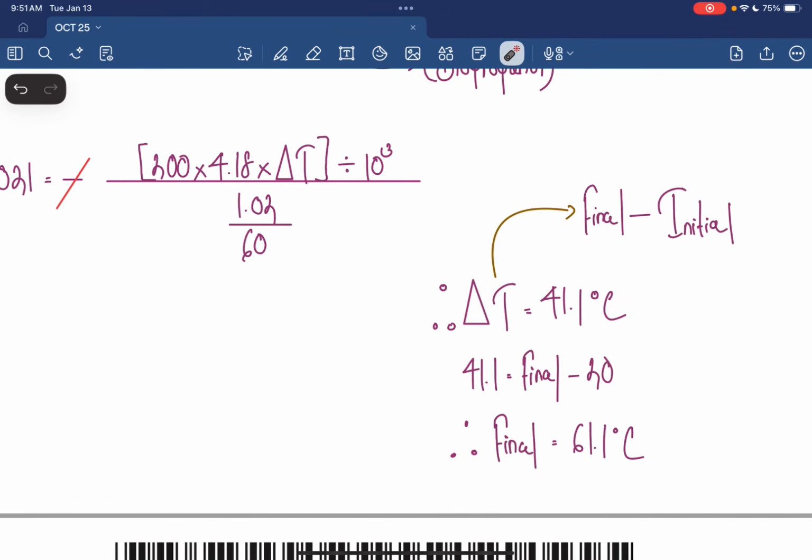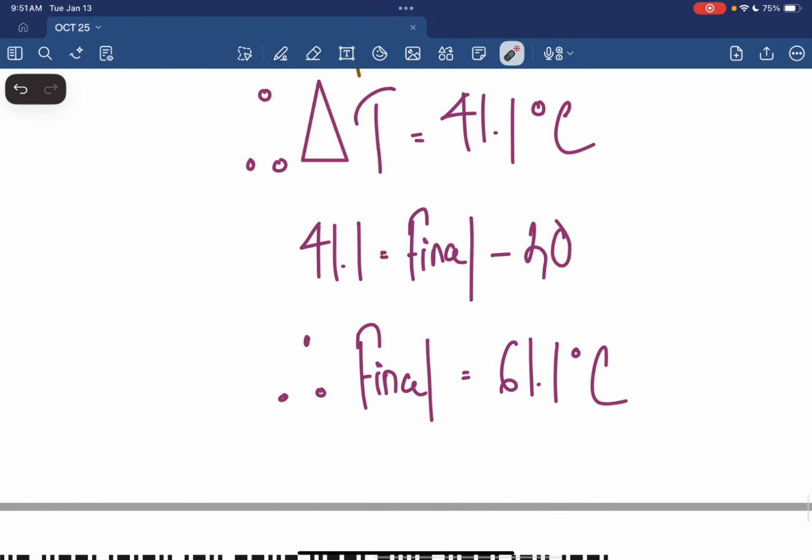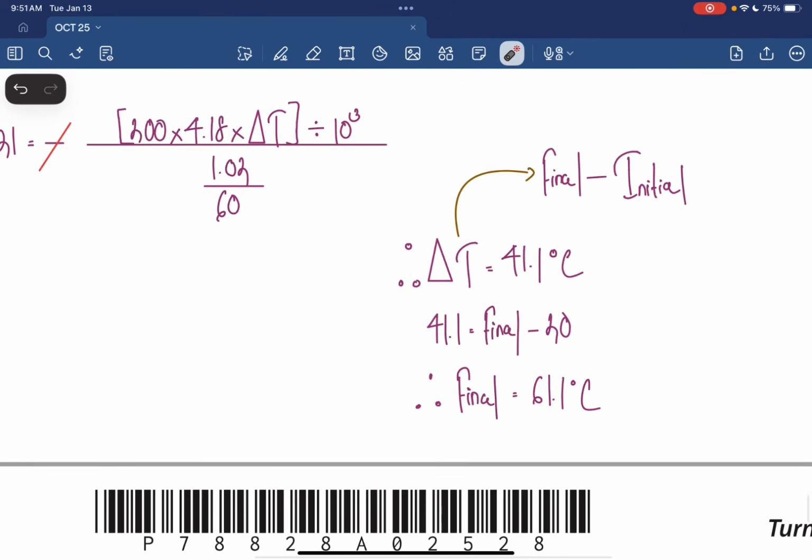Now, as I said, delta T is final minus initial, you have initial of 20. This was given in the question. See, easy question. So you make final the subject, and it would lead to this plus this. It would lead to a value of 61.6 degrees Celsius. I hope you all are clear with this. Okay, moving on.